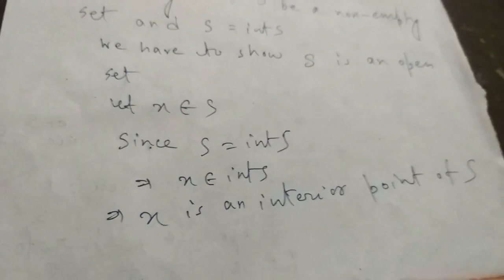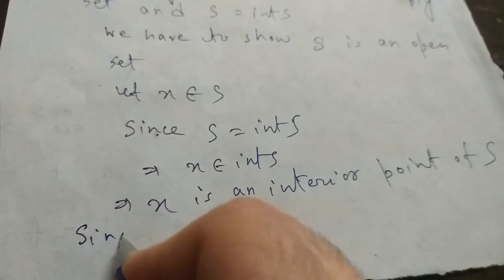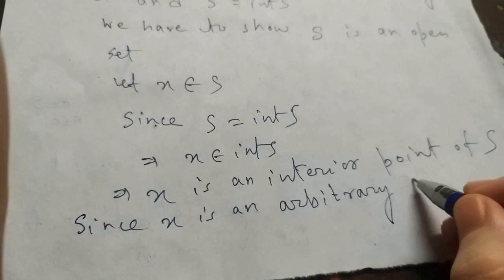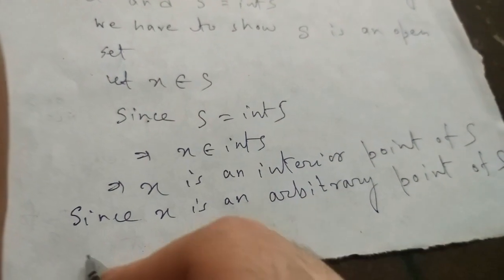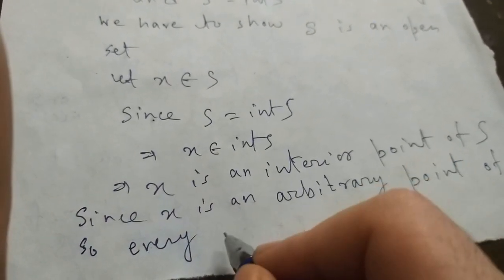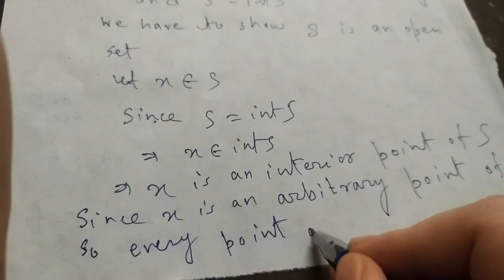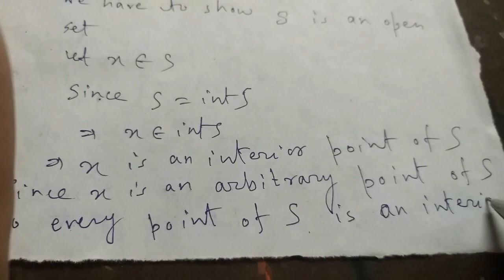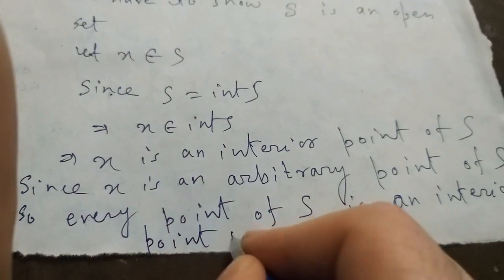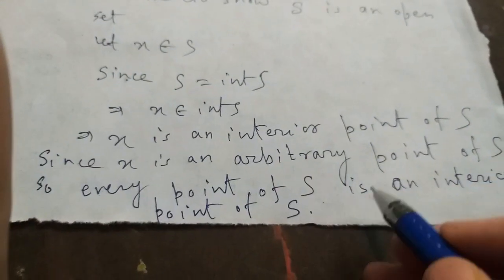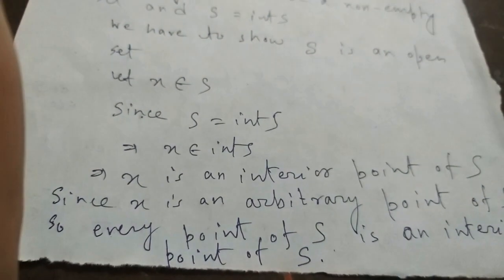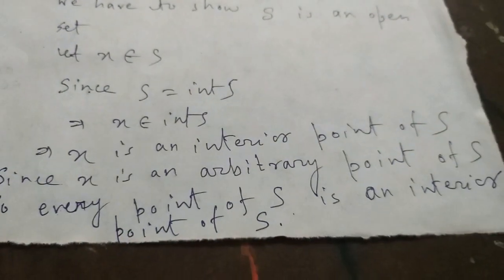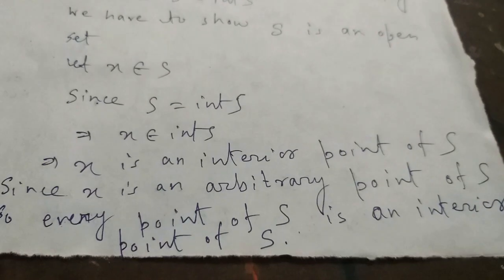But since X is an arbitrary point of S, so every point of S is an interior point of S. Now X is an arbitrary point, so every point of S is an interior point of S. Therefore S is an open set, because a set S is said to be an open set if every point of S is an interior point of S. So hence S is an open set.